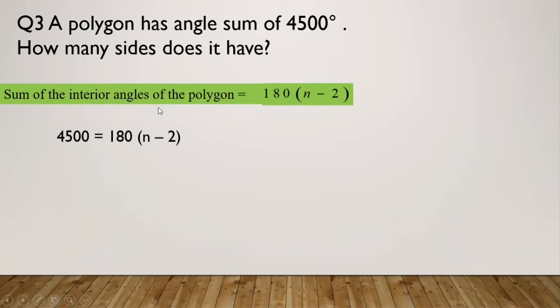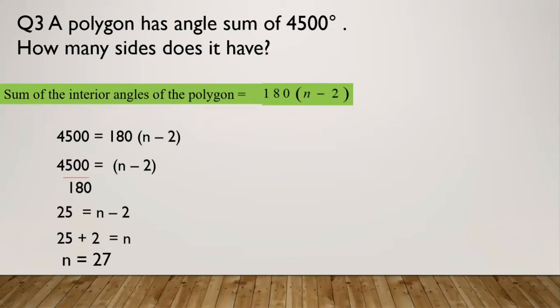Now, what will happen here? If you have to simplify equations, we have already learned. We have also seen the video on equations, right? So 180 is a multiplication. What will happen if it shifts over here? Yes, when 180 comes to this side, you'll have to divide. The inverse of multiplication is division. Simplify this: 4500 upon 180, you get 25. And 25 is equal to n minus 2. Minus 2, when it shifts over here, becomes plus 2. So 25 plus 2 is your n. So you get n is equal to 27.